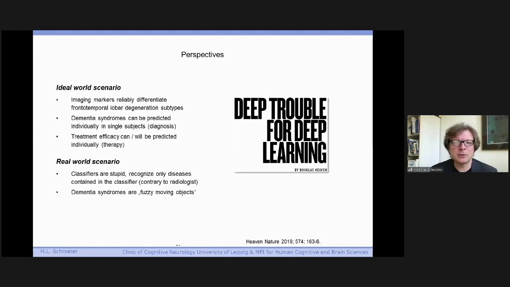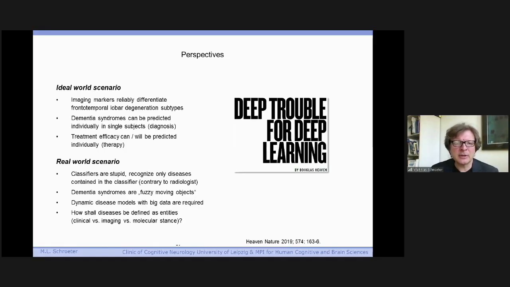Moreover, dementia syndromes are very fuzzy moving objects because in the dynamical course, the diagnosis can even change. Therefore, we need dynamic disease models with big data to classify diseases correctly in clinical routine.